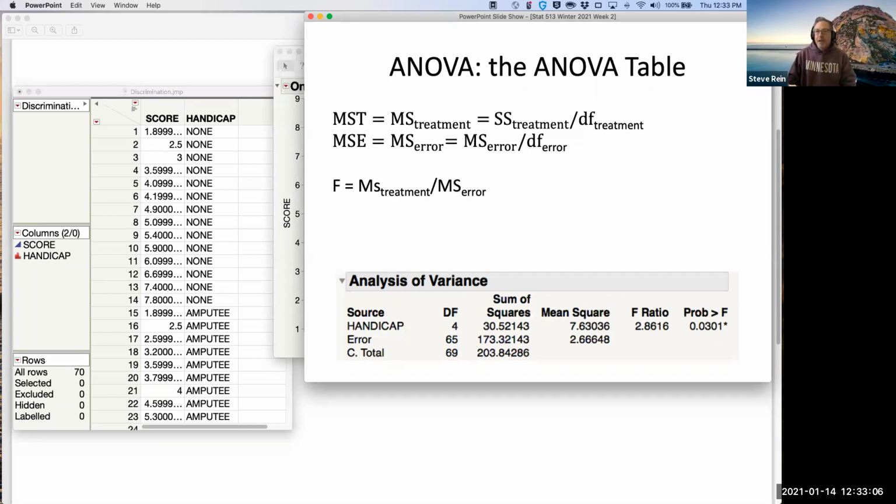0.03 is the p-value that allows me to say our F ratio 2.86 was so large that it would only happen in 3 out of 100 studies if really handicap is unrelated to the scores that these people give out. So in other words, if there is no bias towards or against any particular handicap group, then in only 3 out of 100 studies would my F ratio be 2.86 or larger. At the end of the day, I'm going to conclude that there is a statistically significant or noticeable difference across the groups. Any questions about this example?